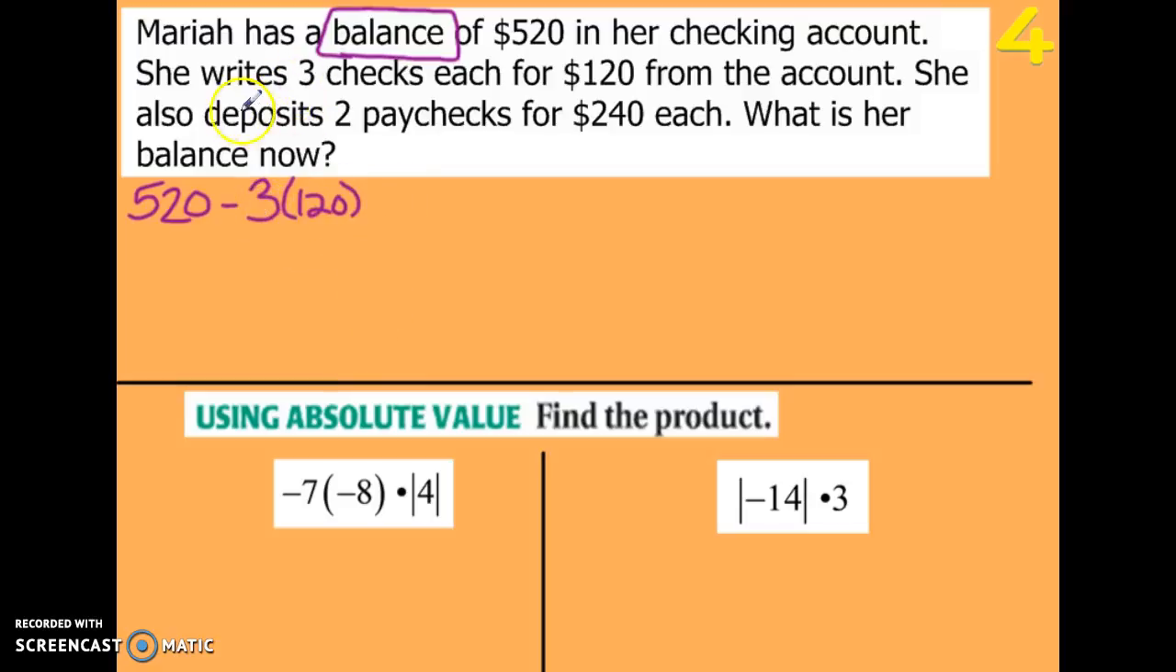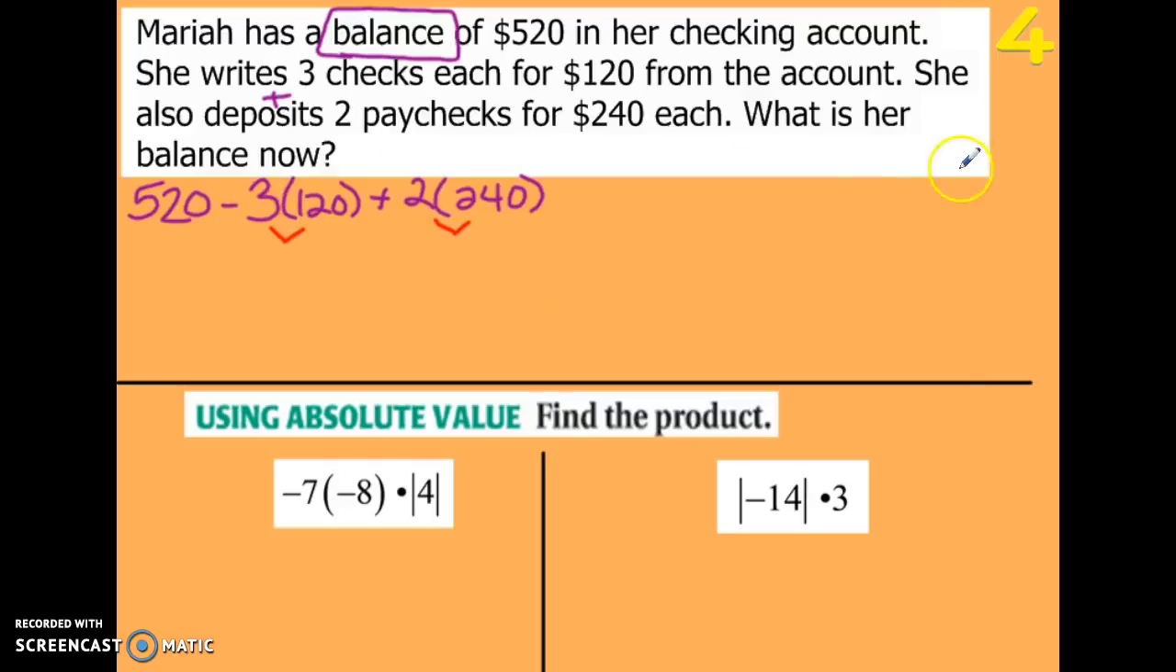And then we are also going to deposit or add money, put money in. Deposit would be adding, withdrawal would be subtracting. So we're going to add 2 paychecks that are each $240. So this is just going back to adding and subtracting, as well as some multiplying. We have to do our multiplying first before we can add and subtract.